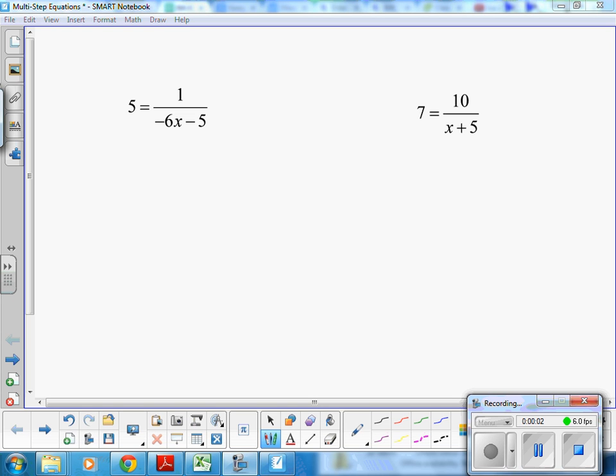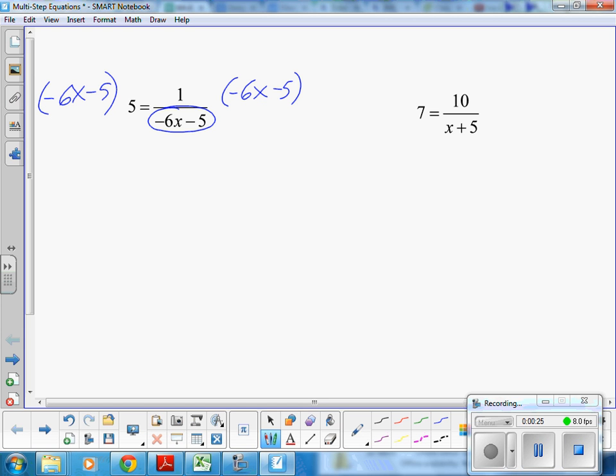Okay, multi-step equations. The first thing I need to do is get rid of what's in the denominator. To get rid of what's in the denominator, I multiply both sides by what is in the denominator. So I'm going to multiply both sides by that. When I do that, it's a negative 6x minus 5. And I do the same thing on the other side, minus 6x minus 5. I'm going to multiply both sides by what's in the denominator. The purpose of doing that is so this cancels.